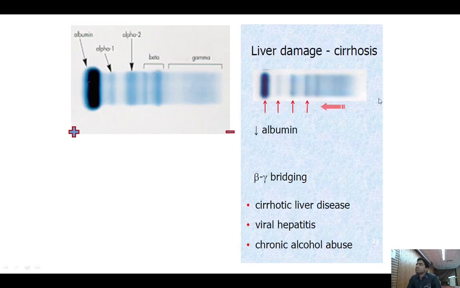Then here you see that most of the molecules, different subsets of the protein, are decreased. Okay, and there is gamma and beta bridging. So this is very typical of chronic liver disease or viral hepatitis or chronic alcohol abuse. So that is one of the diagnoses you can write, but the most important diagnosis which you have to write, if you see that beta gamma bridging is there, separation is not proper and albumin and most of the bands are reduced, then it is cirrhotic liver disease or chronic liver disease.